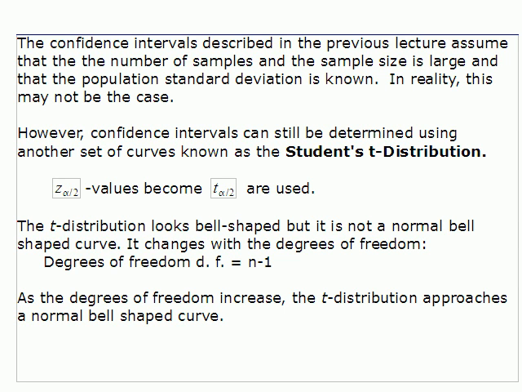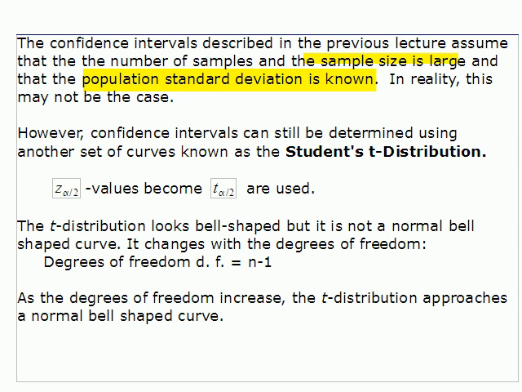Okay, in the previous lecture on confidence intervals, in which we used the normal distribution and the z-values, there were some assumptions. It was assumed that either the population standard deviation was known, or that the sample size was so large that you could use the sample standard deviation in place of the population standard deviation. So you had to have a large sample size, or you had to know the population standard deviation. In some cases this might not be true.